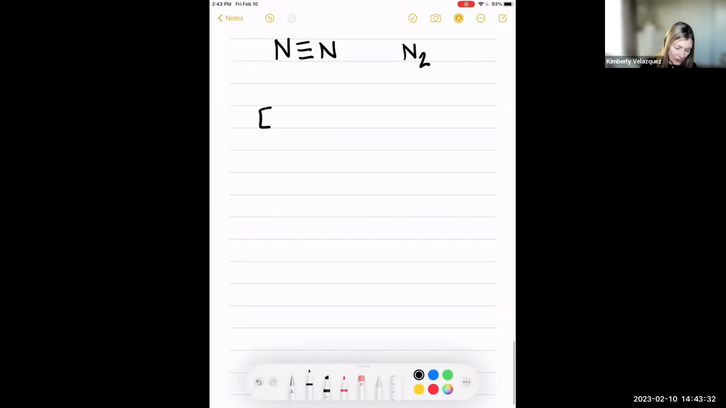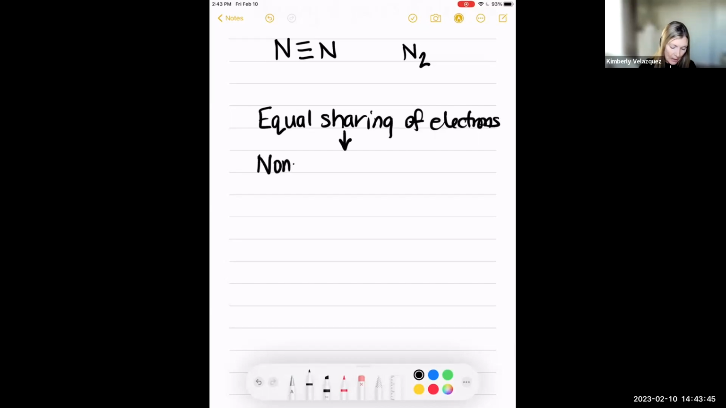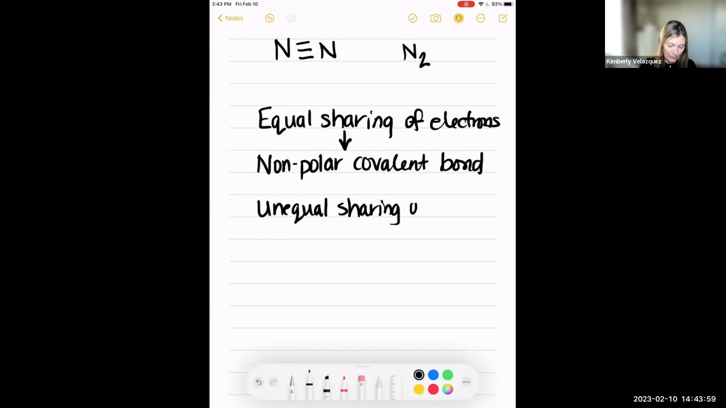So we're going to have equal sharing of electrons, which is going to result in what's called a non-polar covalent bond. And then the other option is unequal sharing of electrons, which is going to result in what's called a polar covalent bond. And I will explain that in the next video.